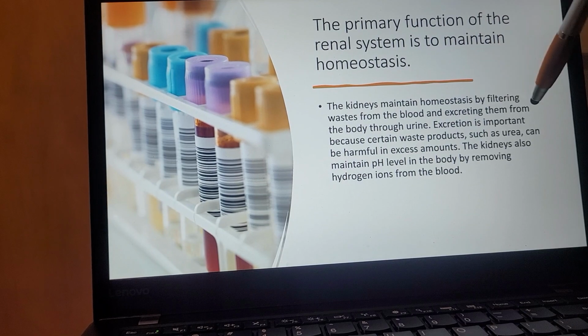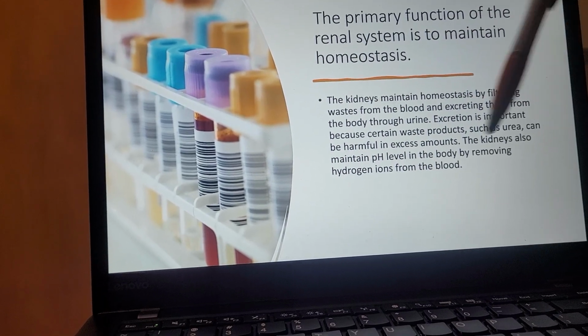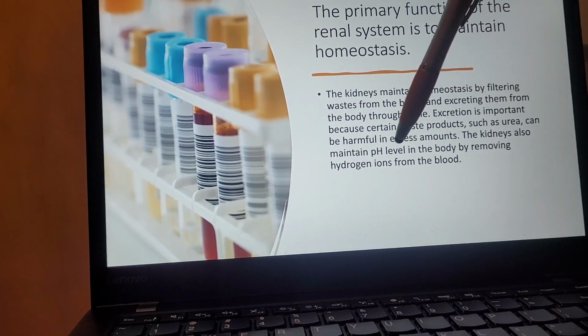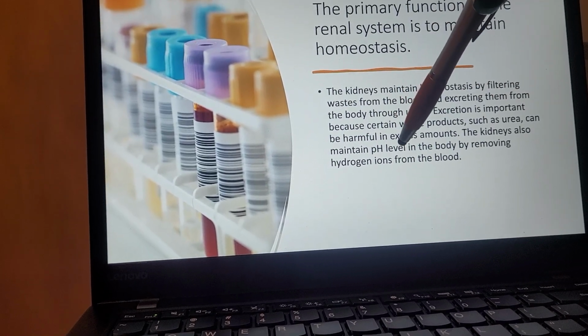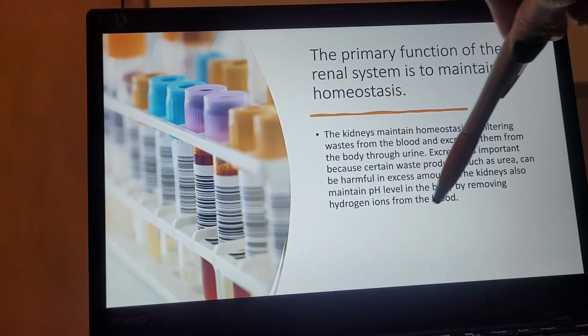Excretion is important because certain waste products, such as urea, can be harmful in excessive amounts. The kidney also maintains pH level in the body by removing hydrogen ions from the blood.